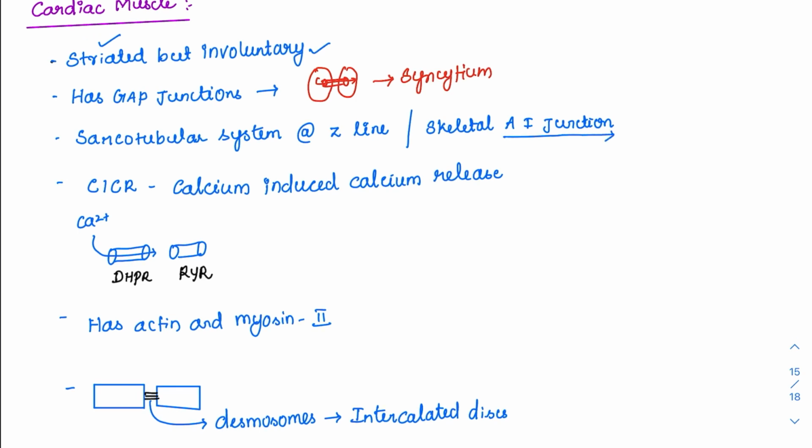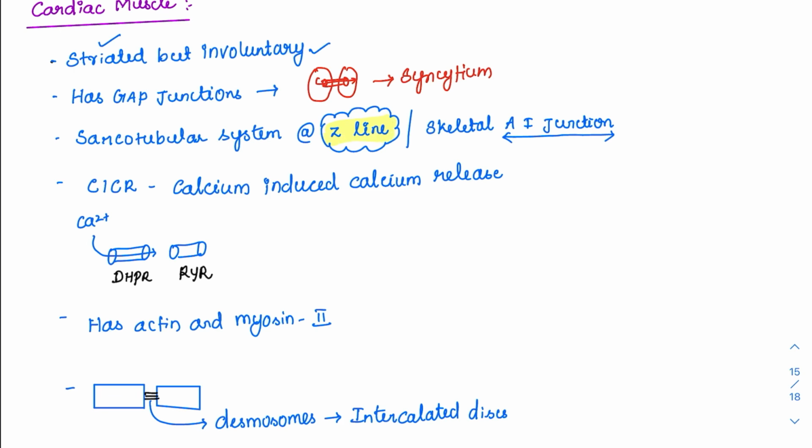And coming to the sarcoplasmic tubular system, we saw that in skeletal muscle it is in the AI junction. Whenever the A band and I band are there, in that junction this sarcotubular system is present. Whereas in cardiac muscle, the sarcotubular system is present over the Z line.